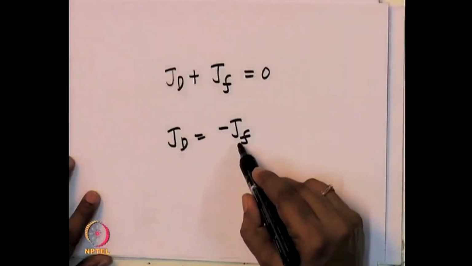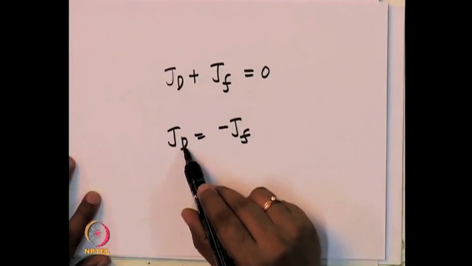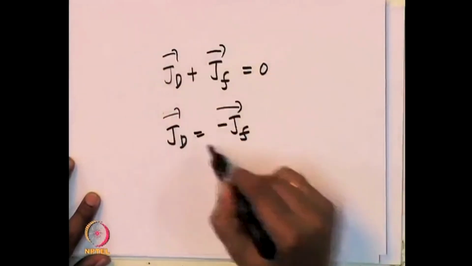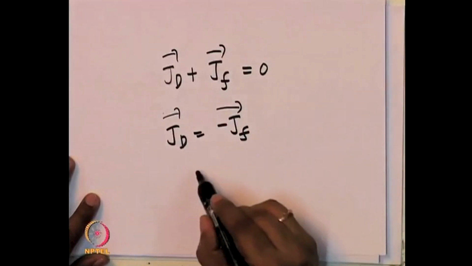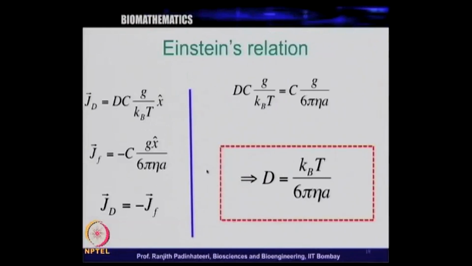So, the current due to the force is equal and opposite, with opposite sign, to that of the current due to the diffusion. This is the condition for equilibrium. So, let us try doing this. What we have is JD as D C G by kBT and JF as minus G x by 6 pi eta a, and we want JD is equal to minus JF, and that means D C G by kBT is equal to C G by 6 pi eta a.